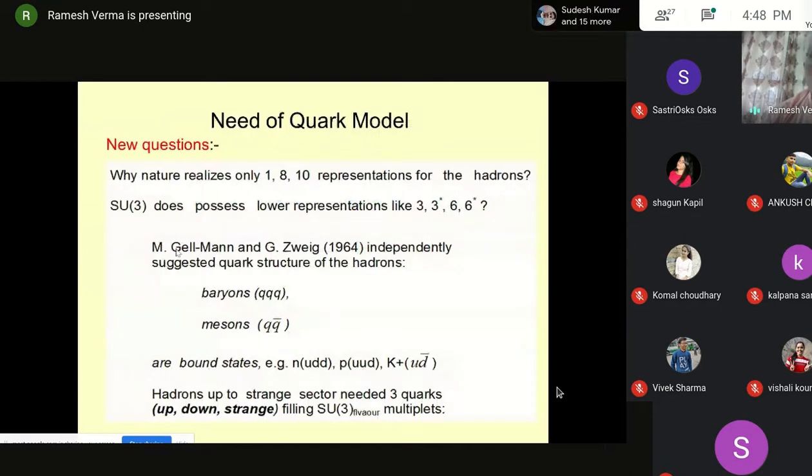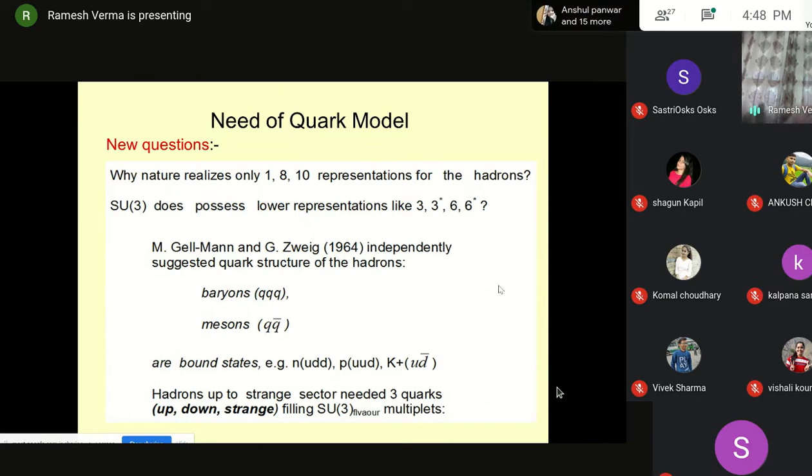So the answer was again given by Gell-Mann and Zweig. Of course, independently, they suggested another layer of the onion. That is, these hadrons are not fundamental. They seem to be made up of quarks and, of course, antiquarks. So this was the beauty, and these quarks are what fill up the 3. So 3 will be filled by quarks, and 3 star will be filled by the antiquarks.